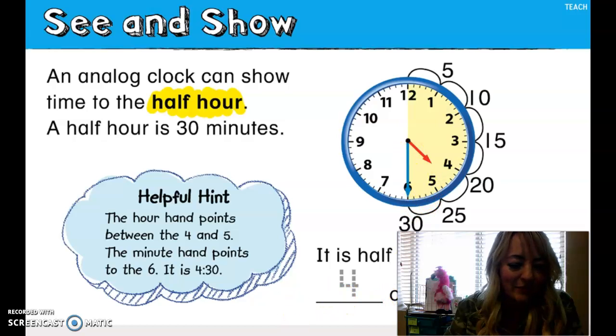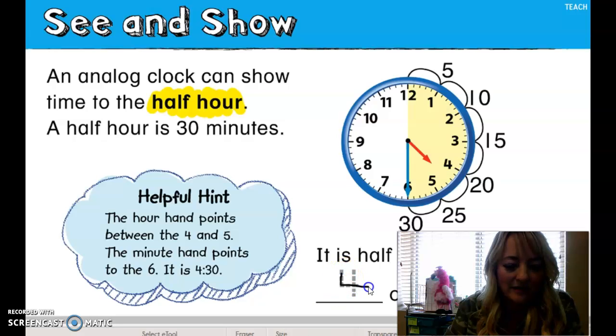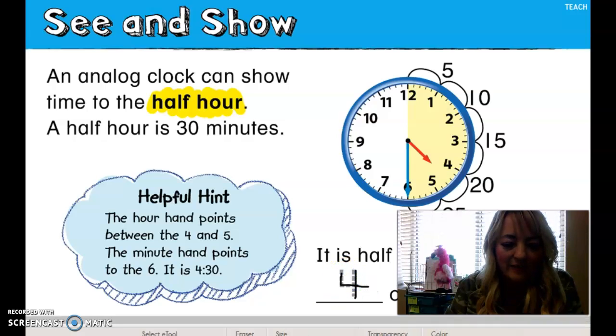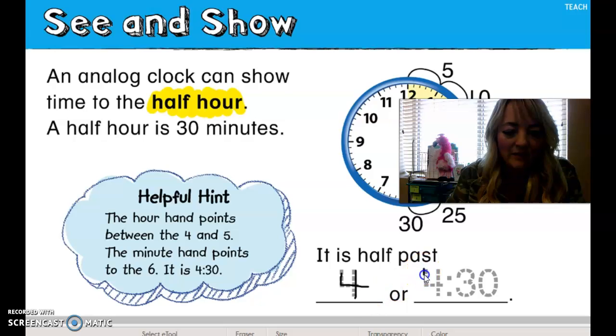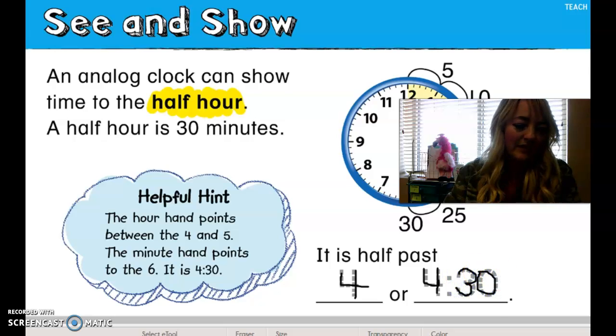The time is 4:30. So you're going to just use your pencil and trace out the 4. It is 4:30, or half past 4. And then the colon separates the time, the hour, and the minute. So you write it digitally, 4:30.